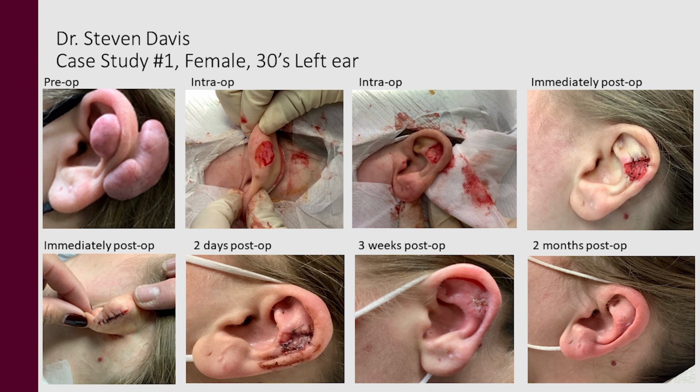3 weeks later, she looked good. Everything had healed, and at 2 months she was still totally clear. There was a nice contour for the ear, very little scarring. So that's an example of a successful treatment on the left ear where this woman had these 2 very large keloids.